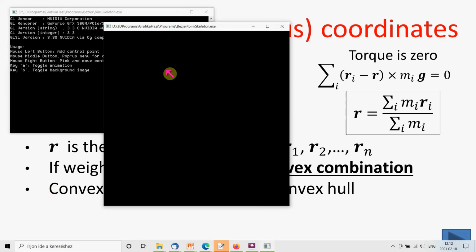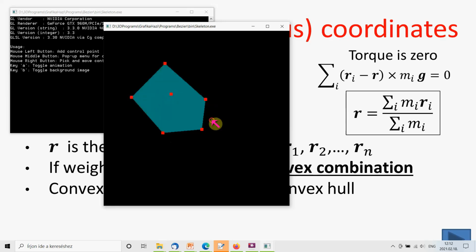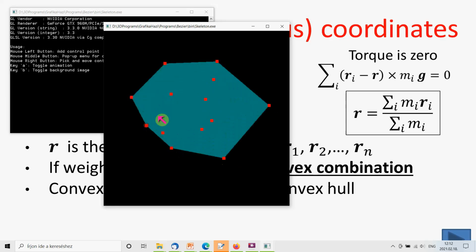Let us see what this convex hull means for a finite number of points. So I just place points on the plane, and the system always automatically computes the convex hull, which by definition is the minimum convex set that contains all the points.